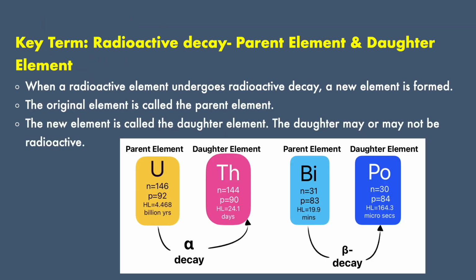Parent and daughter elements. When a radioactive element undergoes the process of radioactive decay, a new element is formed. The original element is called the parent element and the new element is called the daughter element. The daughter element may or may not be radioactive. For example, the parent element potassium-40 undergoes radioactive decay to yield the daughter element argon-40. The parent element uranium-238 gives birth to the daughter element thorium-234 after an alpha emission.